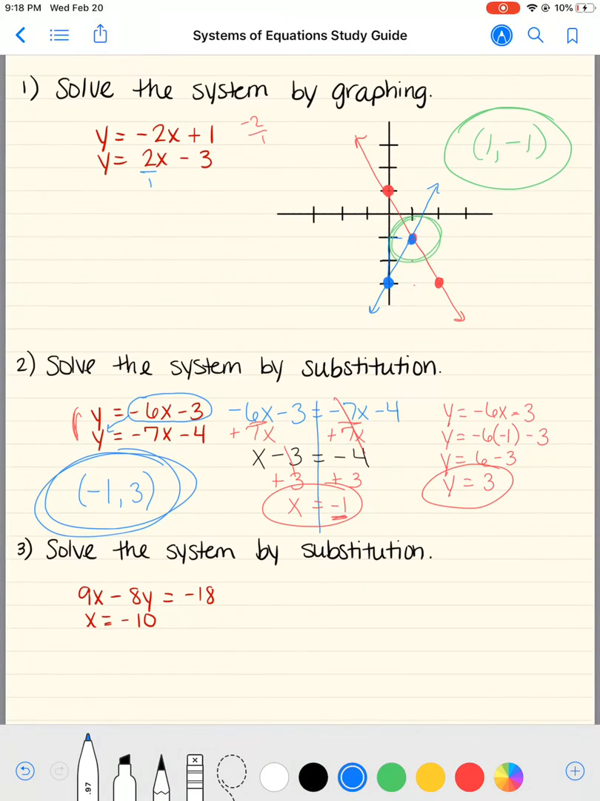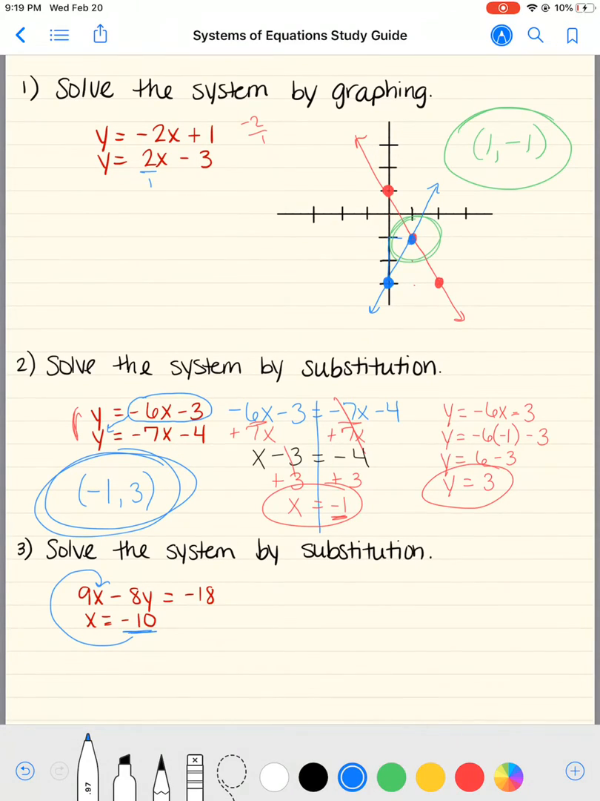Alright, let's look at number 3. We have 9x minus 8y equals negative 18, and then x equals negative 10. So this one's nice and simple because they already gave me x. X is negative 10. So I'm going to take that, and it's going to go right in place of the x up above.